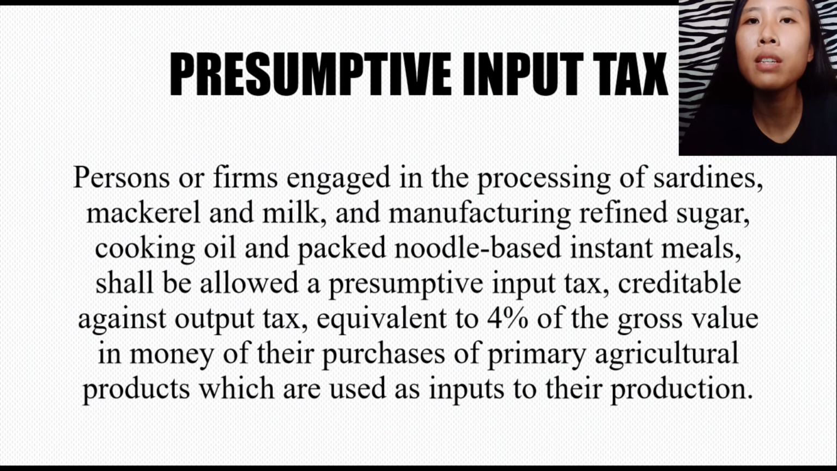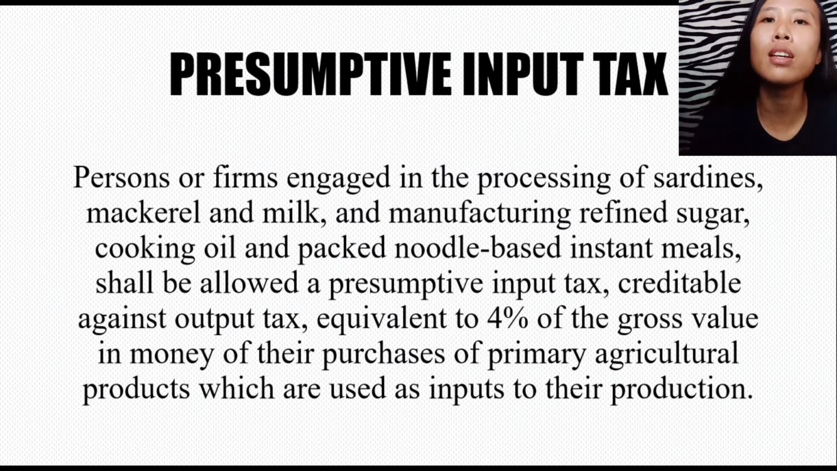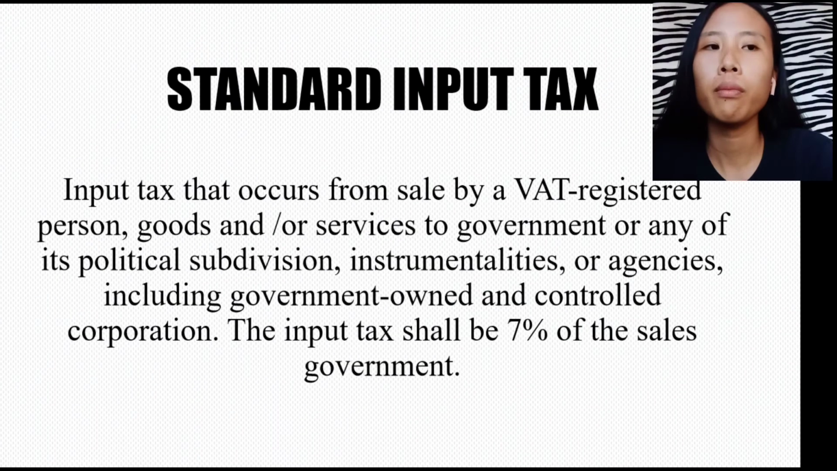So presumptive input tax, as the term suggests, applies because of the nature of the products produced, we cannot really exactly determine the actual input tax attributable in the processing of such products. Such products include sardines, mackerel, milk, refined sugar, and packed noodle-based instant meals, and others.